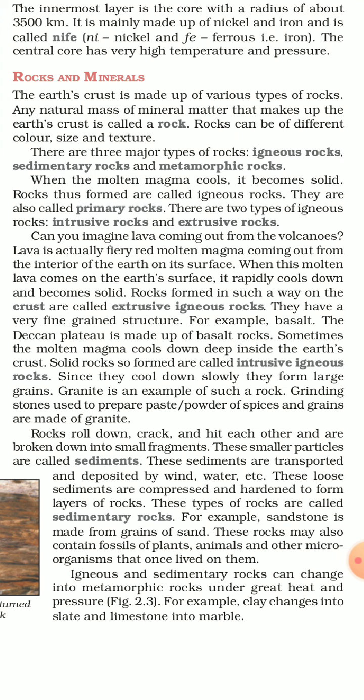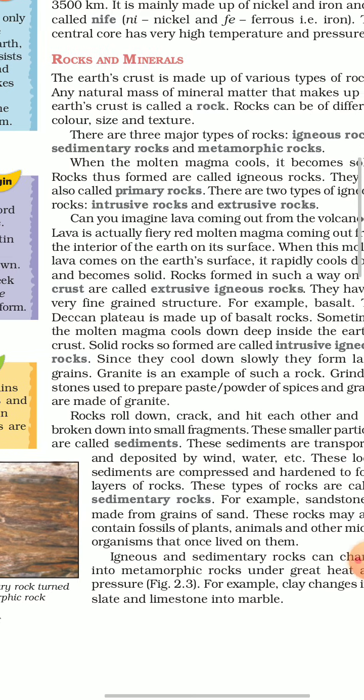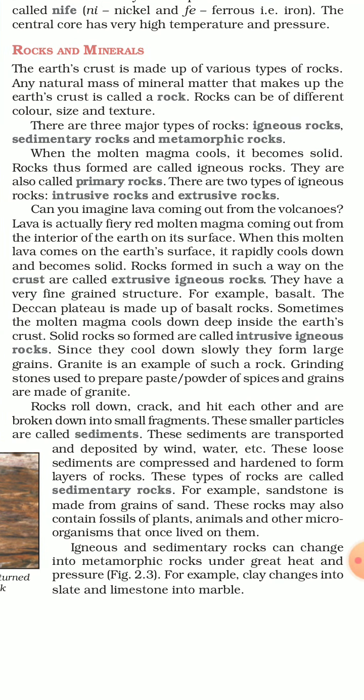Igneous Rock. Igneous rocks are formed through cooling and solidification of magma or lava. And they are also called the primary rocks. There are two types of igneous rocks. So, the first one is extrusive igneous rocks.